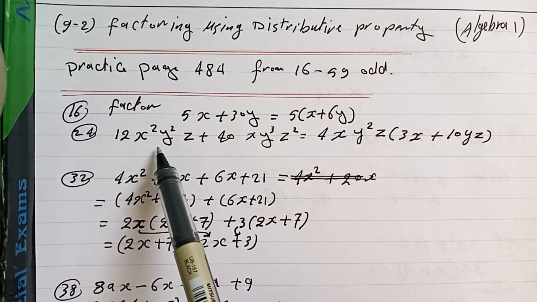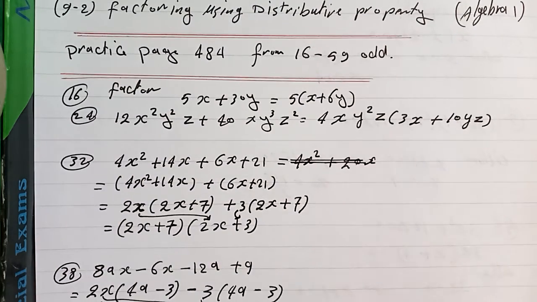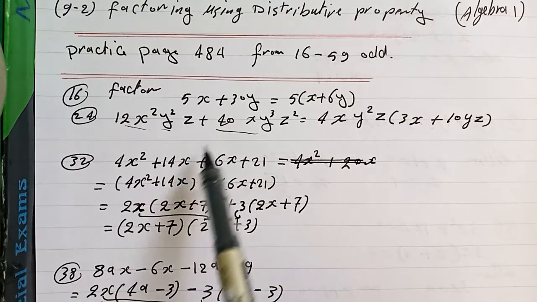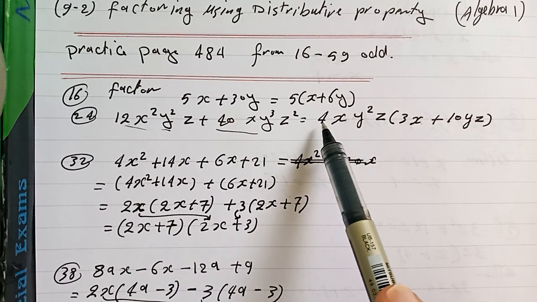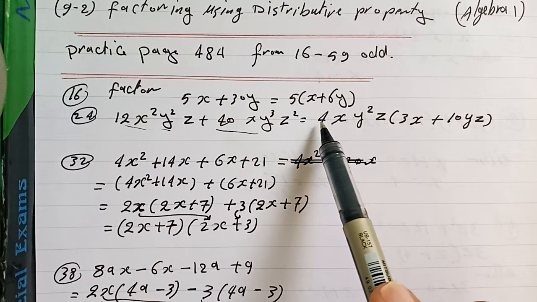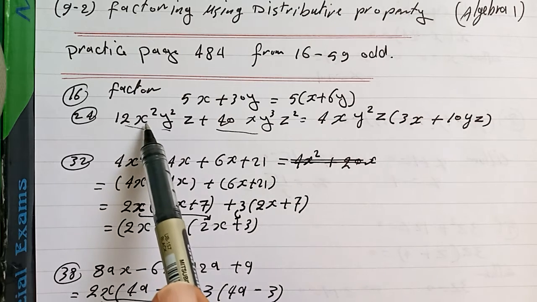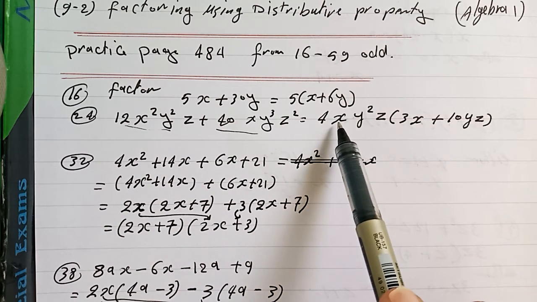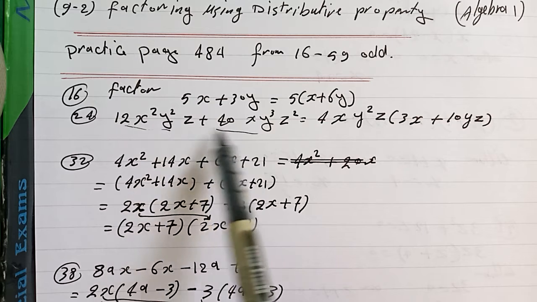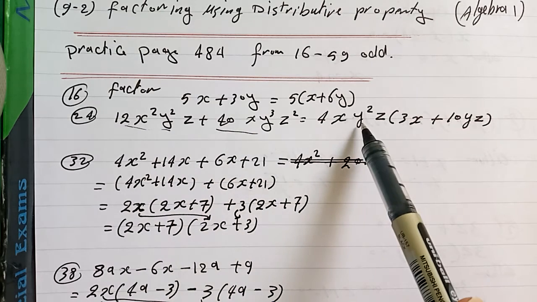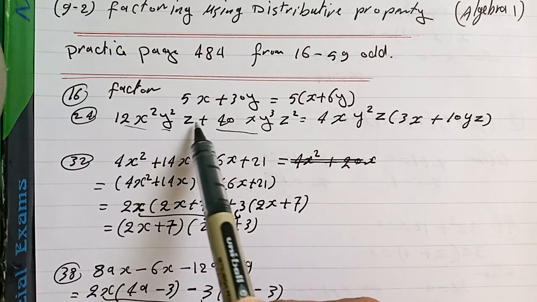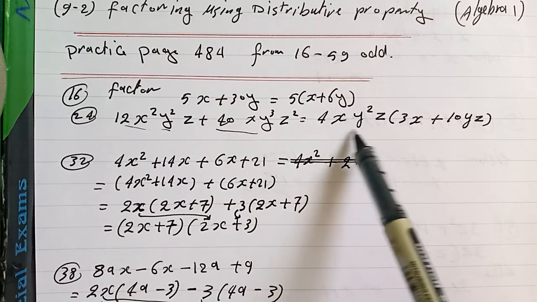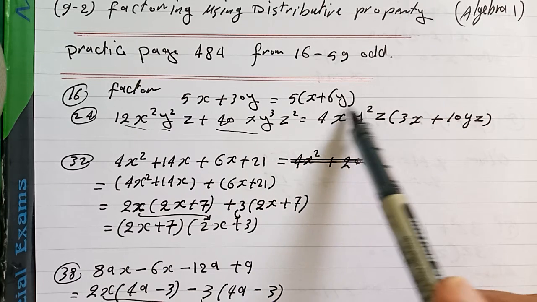Second one, number 24. What's the common factor between these two monomials? 12 and 40, it is 4. Both are divisible by 4. The maximum number is 4. X squared and x, the lowest of them is x. Y squared and y cubed, the lowest of them is y squared. Z and z squared, the lowest of them is z. This is the common factor.